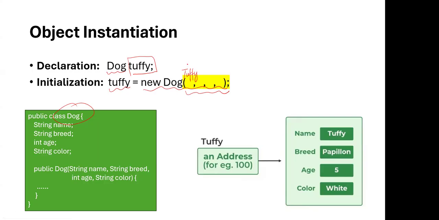So Toffee, Papillion, 5, white. That is the 4 attributes.